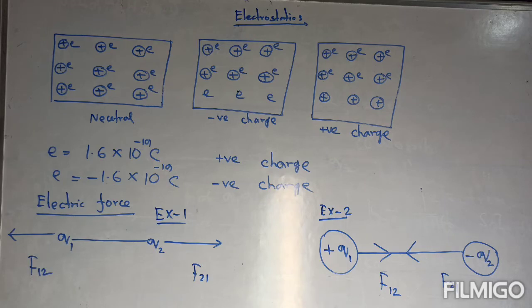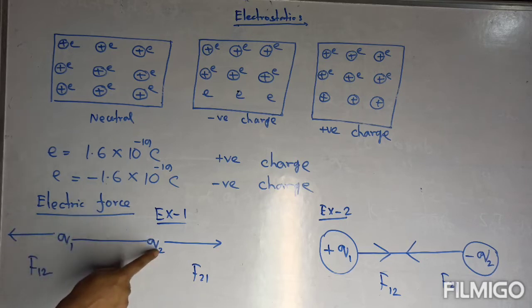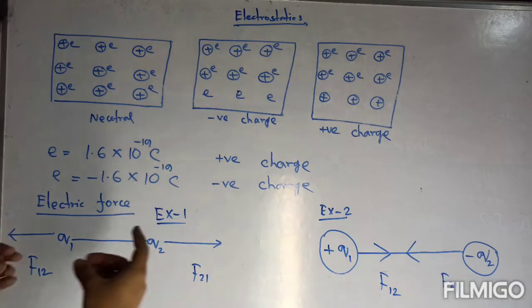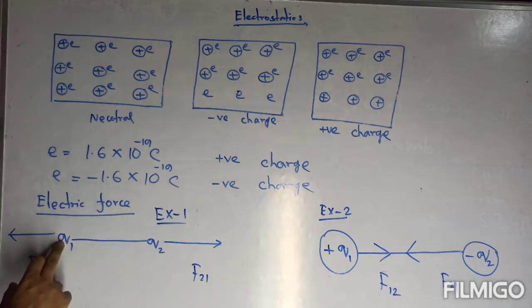So how much force will be acting by Q2 on Q1? That is F12. Okay, F12 means the force on Q1 due to Q2. But what will be the direction of this force? Q1 is positive and Q2 is also positive. So Q1 will apply a repulsive force. Which direction? Opposite direction, away from this charge. They will try to repulse each other, they will try to move away from each other. So Q1 will apply a force on Q2. Similarly, Q2 will also apply a force on Q1.